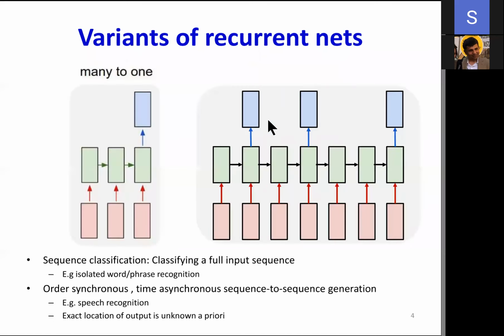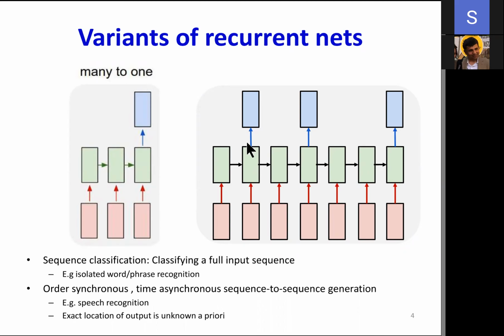But then you can have other variants, like this many-to-one, where the network analyzes an entire sequence of inputs and then produces a single output. This you might use, for instance, if you were trying to recognize isolated words, where you listen to the entire audio and then say, yes, this is the word alpha. Or you could do this for sentiment classification. You analyze the entire input text and then say, yes, this has a positive sentiment.